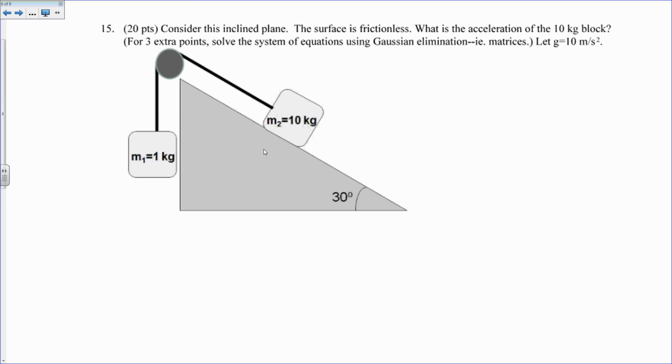Consider this inclined plane. The surface is frictionless. What is the acceleration of the 10 kilogram block? And then for 3 extra points, you can solve the system of equations using Gaussian elimination. All right, so let's just draw all of our vectors that are acting on these objects. I have a vector here. I'll call this FW1 here. FT. Remember, FT is the same for both of these blocks because it's the same block. I have the normal force, Fn. I have FW2. And is that all? Yeah, there's no friction, right? The surface is frictionless, yeah.